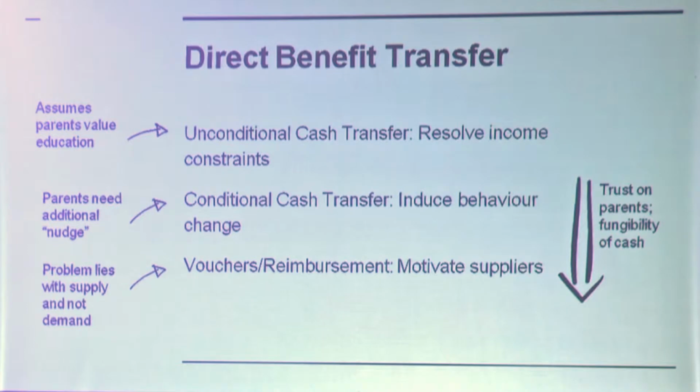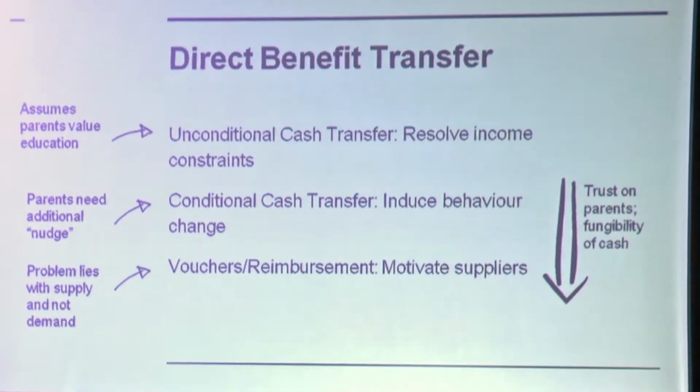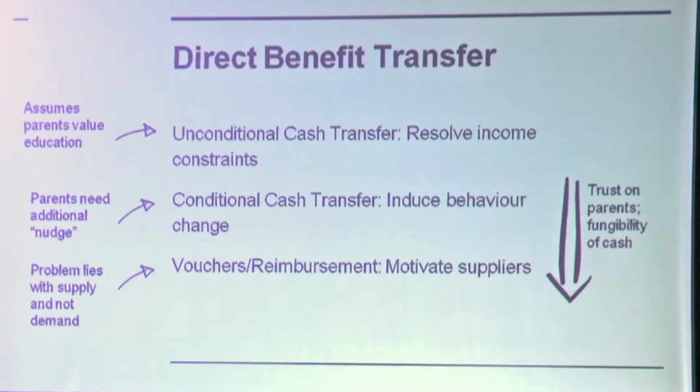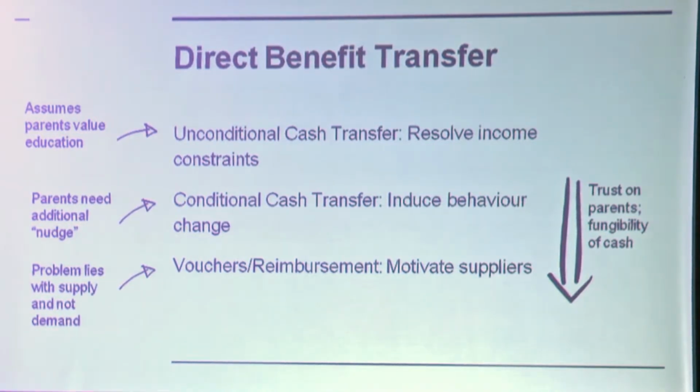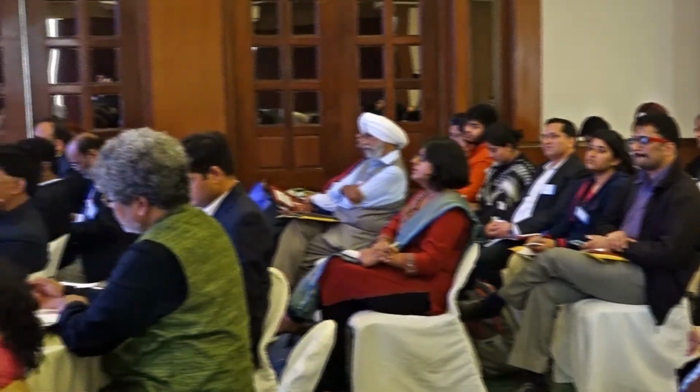So overall, all these different ways of delivering DBT address the demand as well as the supply side of the market. What you see on the other end is that trust in parents goes down as you go down the sequence from unconditional cash transfer to conditional cash transfer, and from there to vouchers. Vouchers are the most restrictive, meaning that you would not be able to use them for anything other than what they are given for. If the system and logistics work quite well, then you can only access education through the voucher.